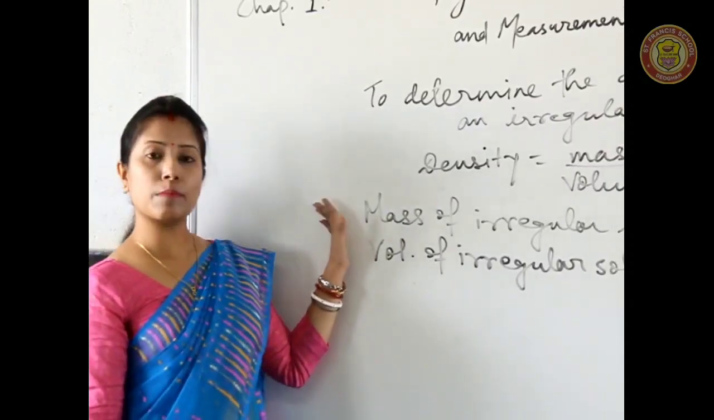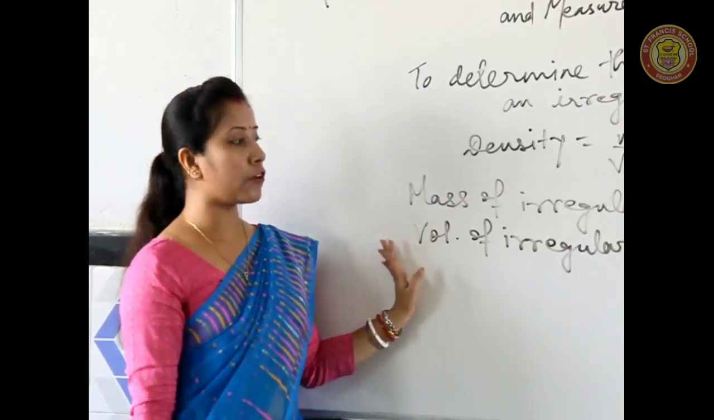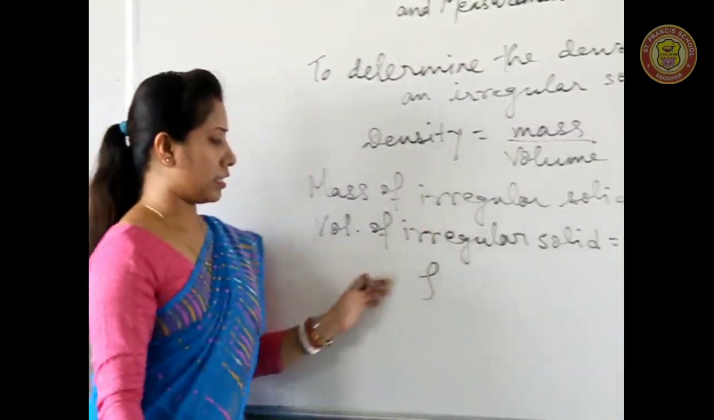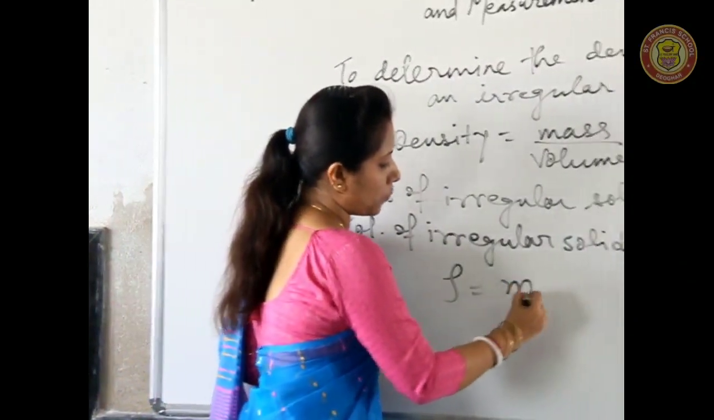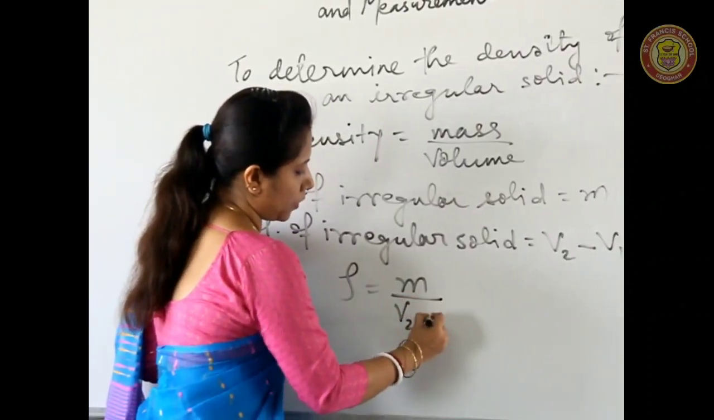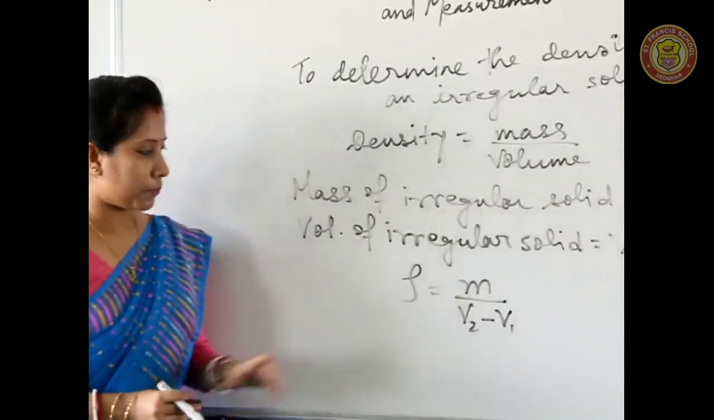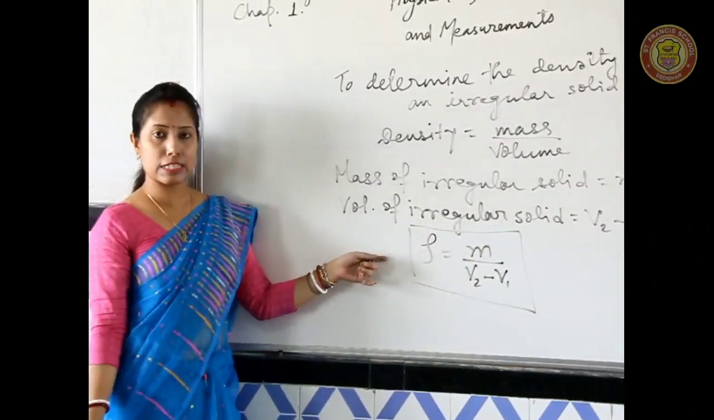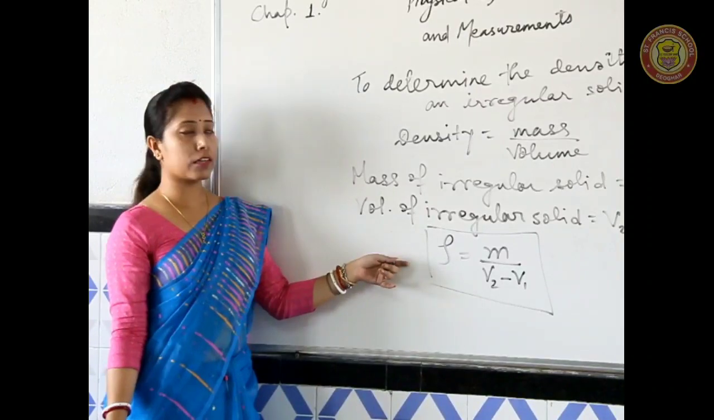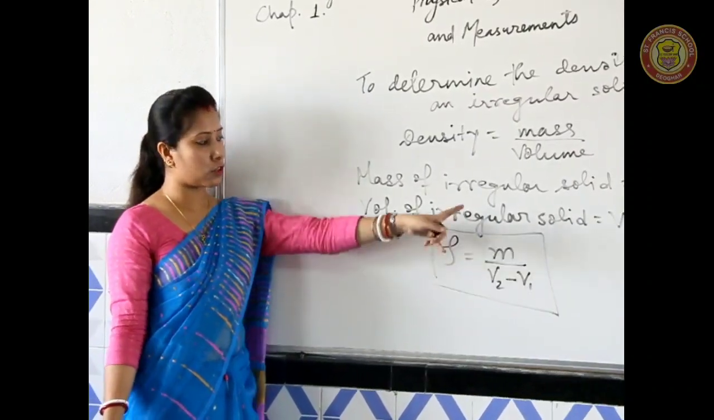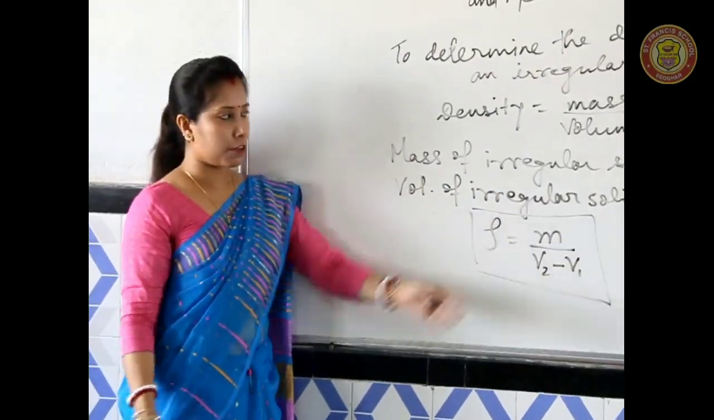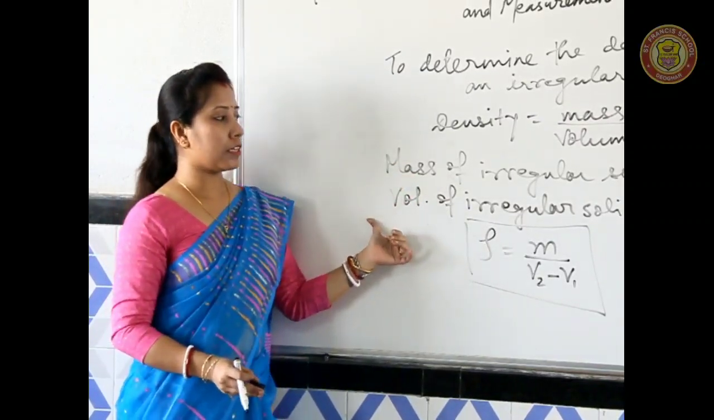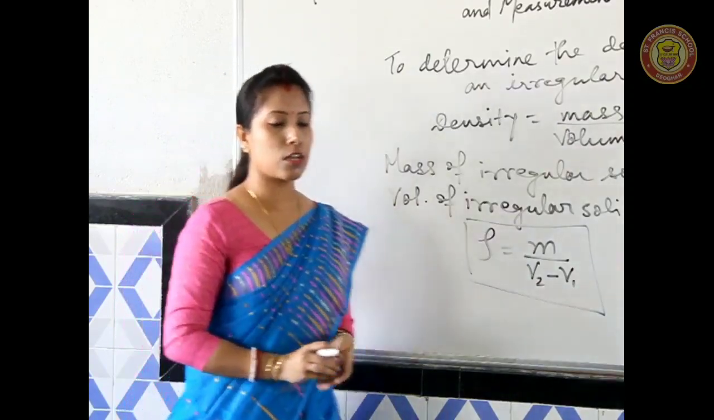So once we get the mass of the irregular solid and the volume of the irregular solid, we can find the density. So density will be equal to M by V2 minus V1. So this is the density of an irregular solid. Density equals M by V2 minus V1, where M is mass of irregular solid, V2 minus V1 is volume of irregular solid.